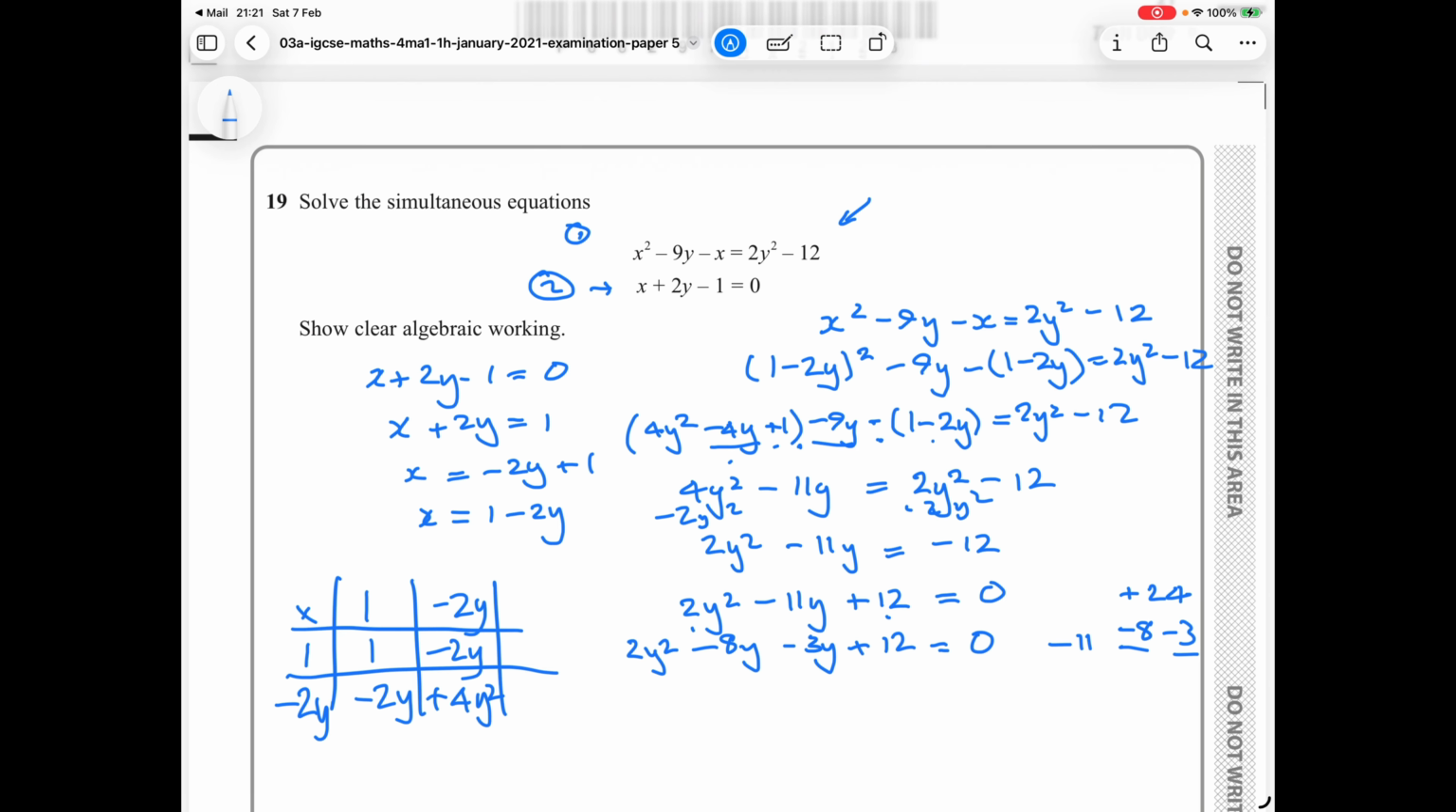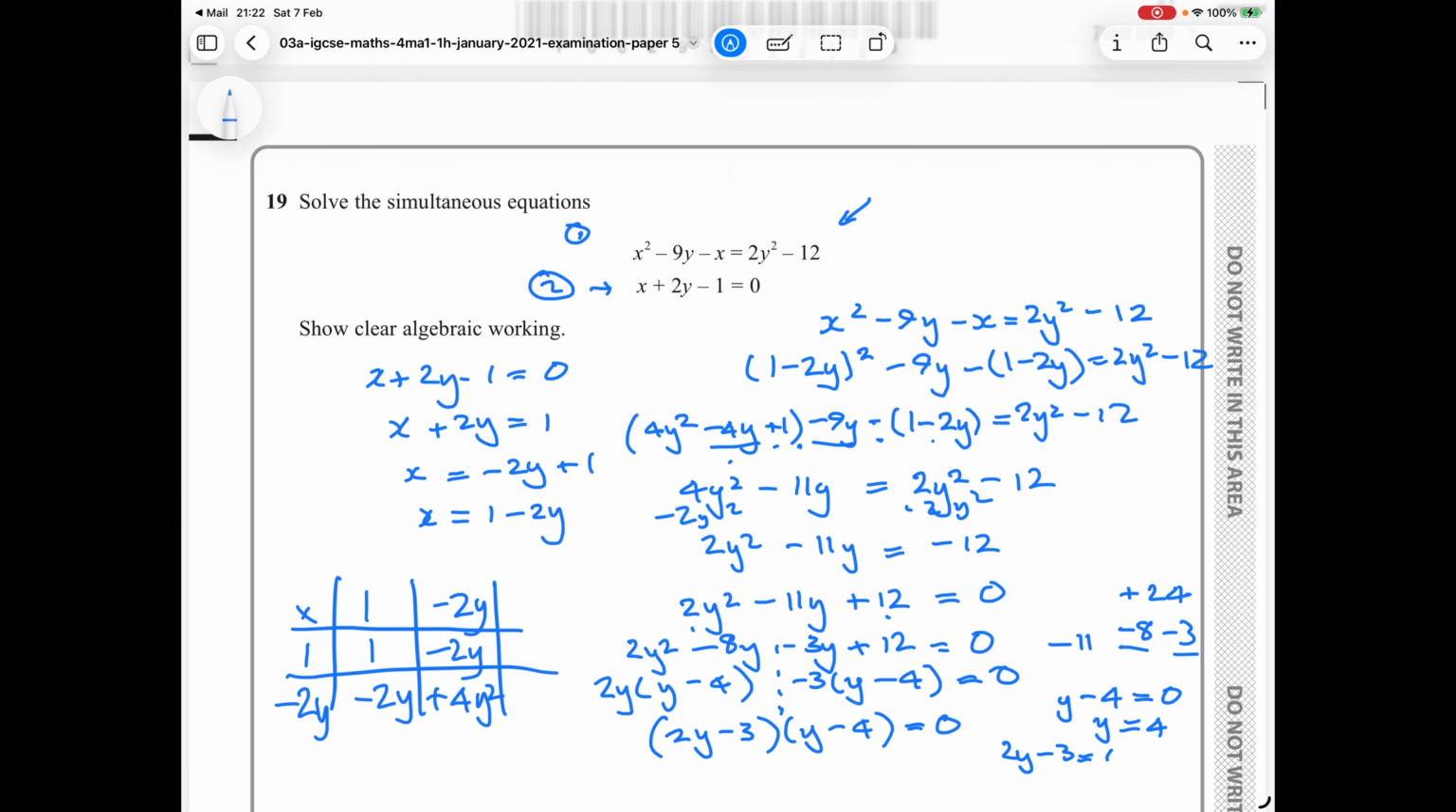We all do it. So now we split this in 2 and we say 2y(y minus 4), and then minus 3(y minus 4) equals 0. So we know that 2y minus 3 and y minus 4 are our answers. So therefore y minus 4 equals 0, so y equals 4. And 2y minus 3 equals 0, so that's plus 3 to both sides, so y equals 3 over 2.